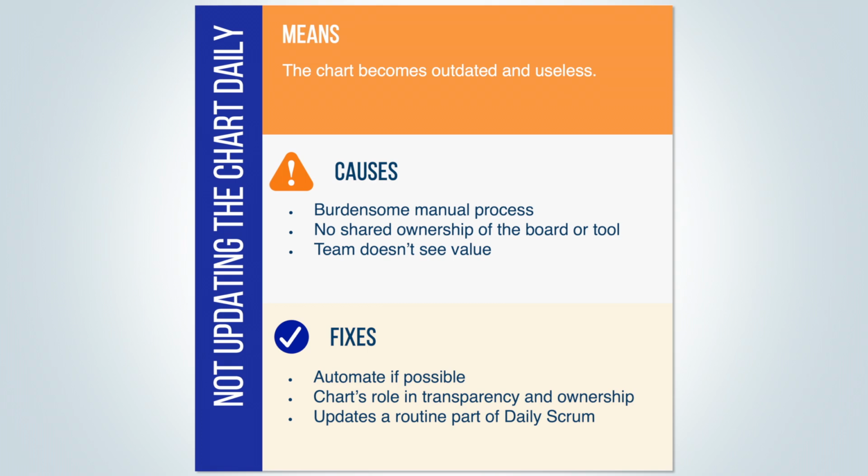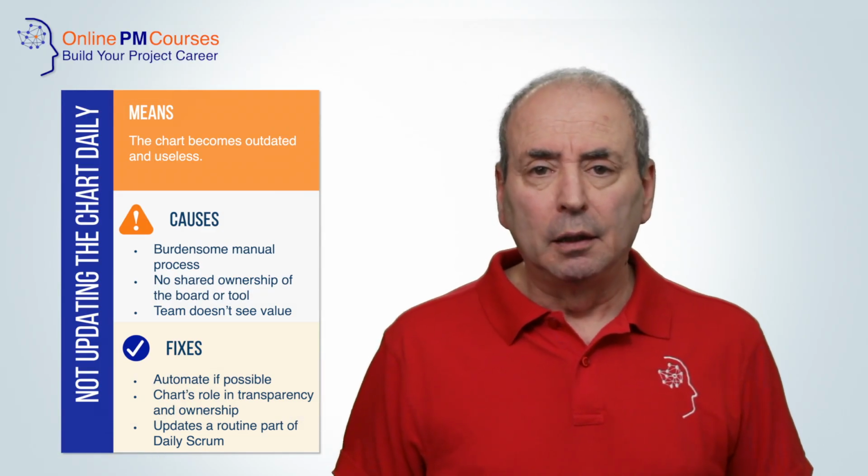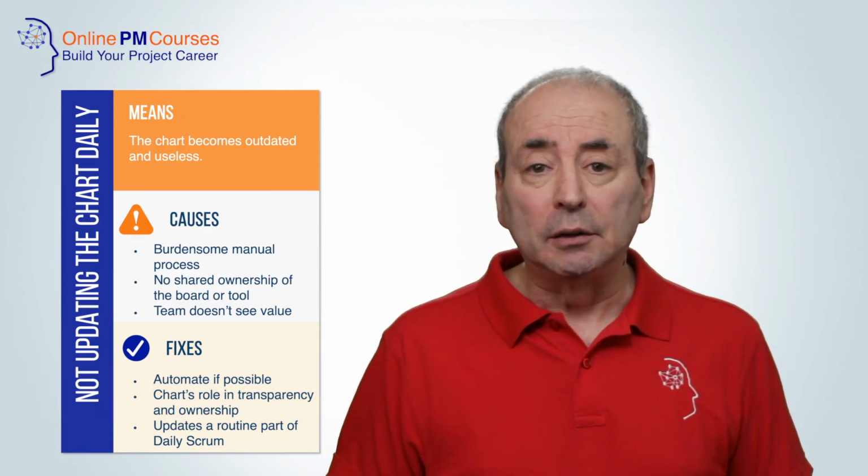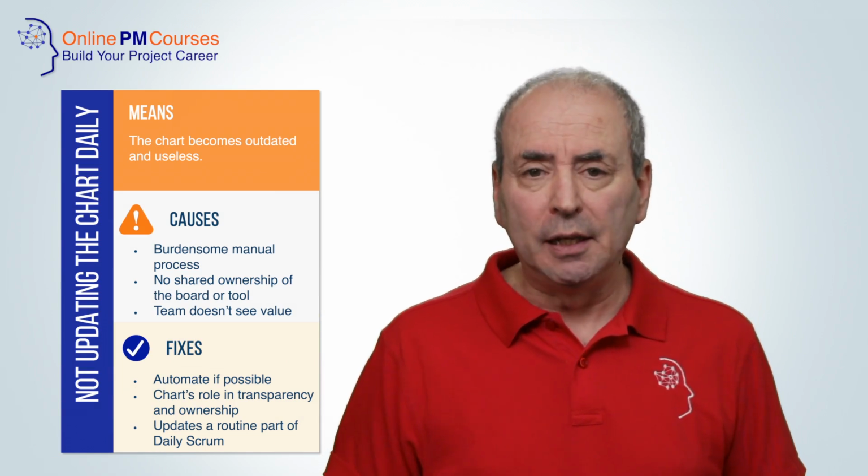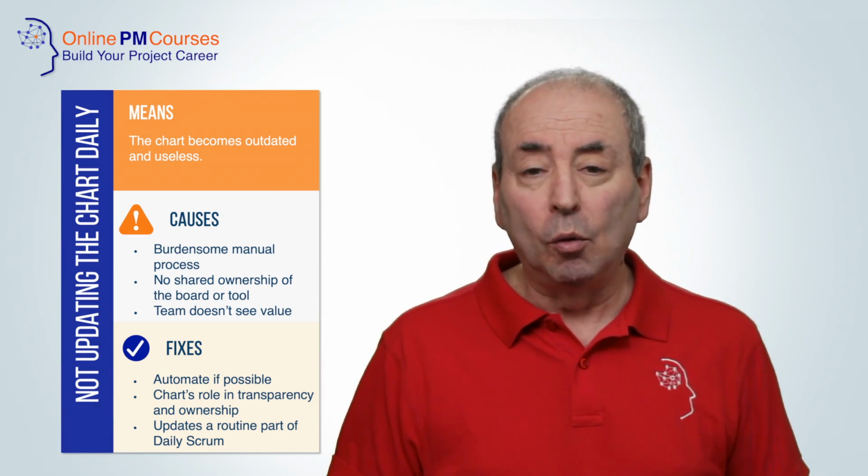The best fix for this is, if possible, to automate it as much as you can, using tools like Jira or Trello or Azure DevOps. But you also need to emphasize the value of the tool in creating transparency, in helping the team to succeed, and therefore to create the ownership that you need from the team. And to reinforce this, make updating the chart a part of the daily routine in your morning stand-up or your daily scrum.